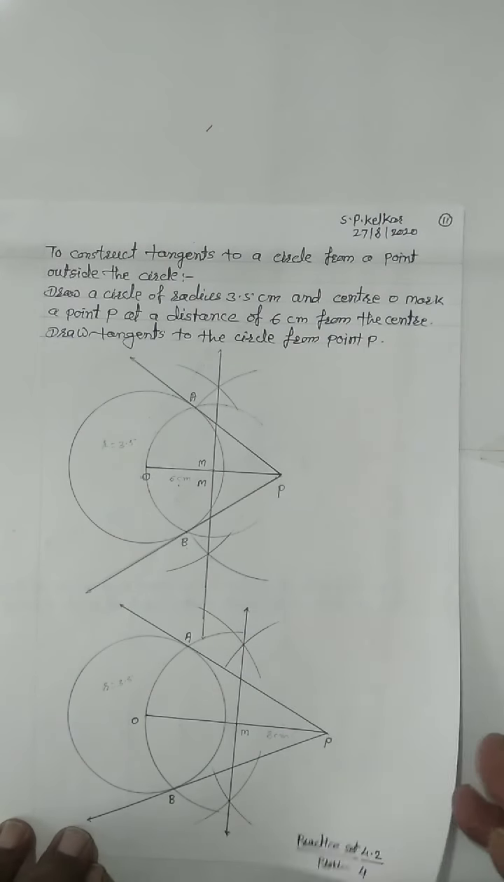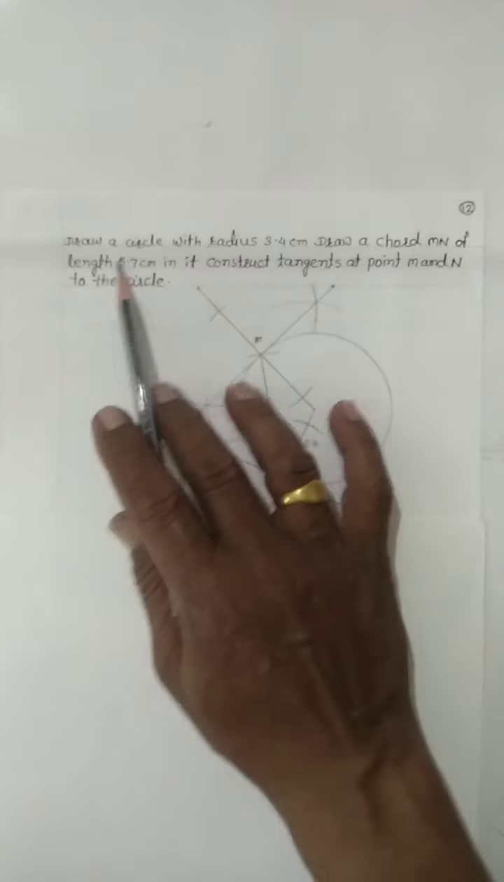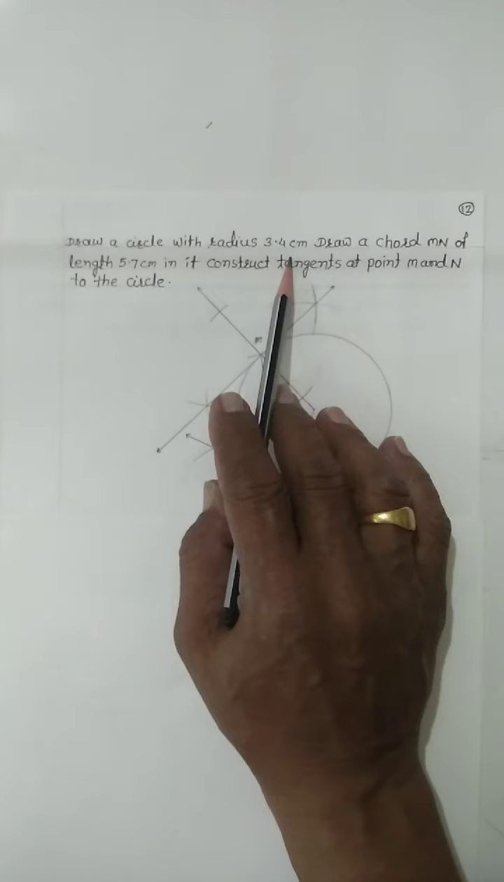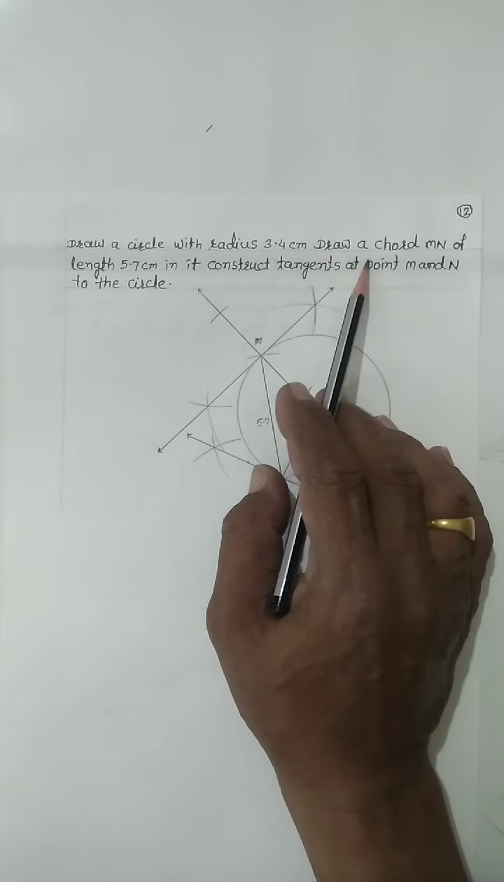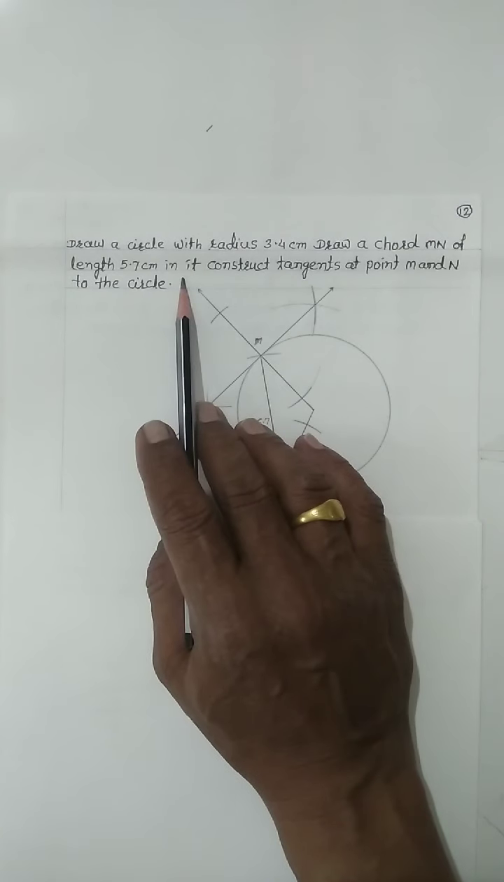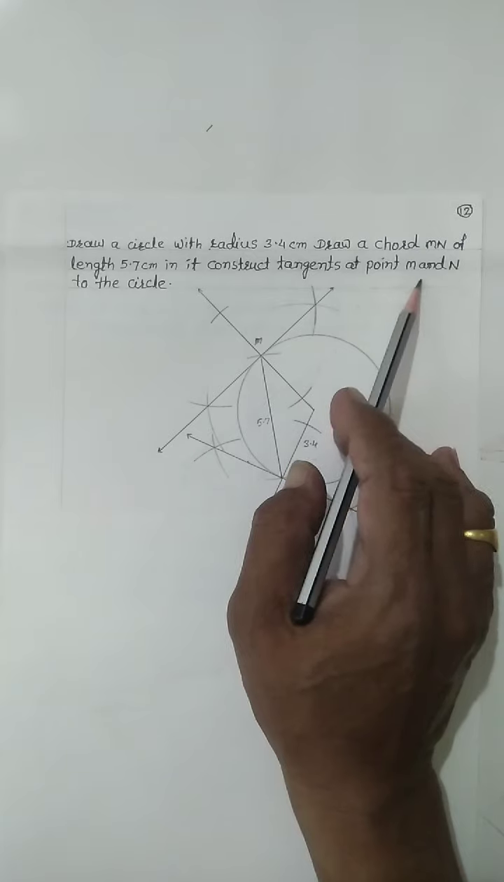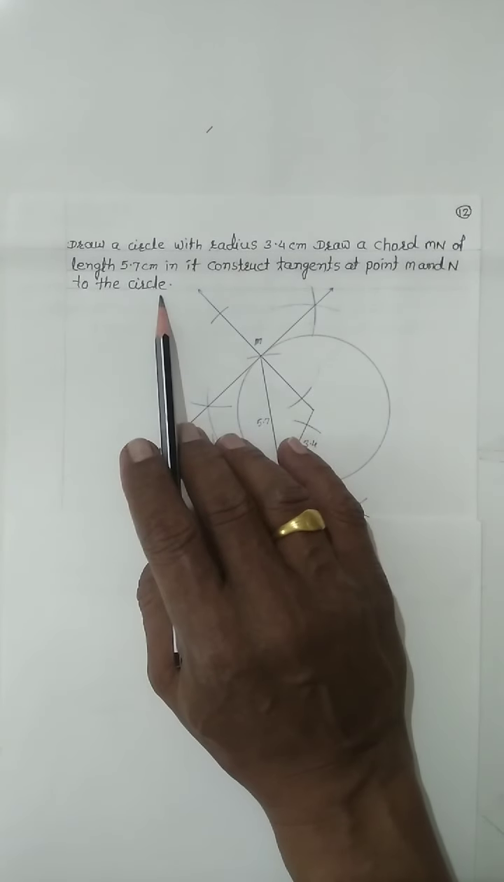Then again we see the example. Draw a circle with radius 3.4 cm. Draw a chord MN of length 5.7 cm. In it, construct tangent at point M and N to the circle.